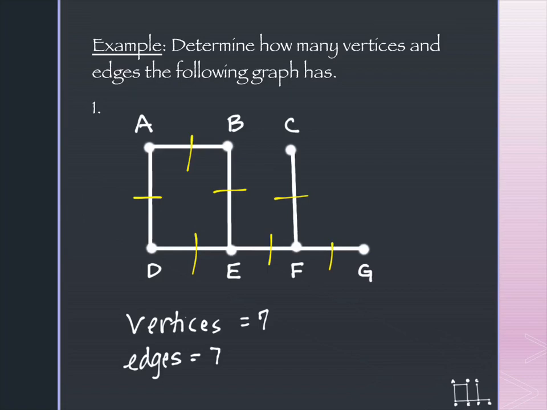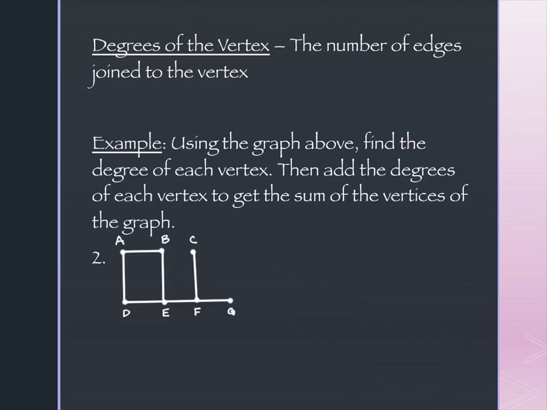All right, so using this graph, we're going to do something else here in a moment, but one more definition before we do it. We can talk about the degree of a vertex. The degree of a vertex is just the number of edges that are joined there. Or you could say the number of edges that emanate from there, that leave there.